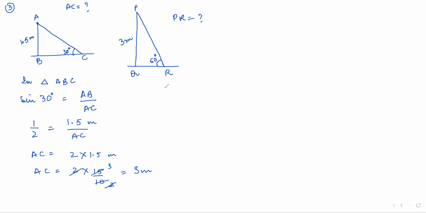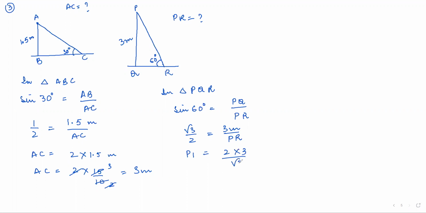And here, same thing you have to do in triangle PQR. This time your sine of 60 degree will be equal to perpendicular, that is PQ, upon hypotenuse, that is PR. Now put the value, sine 60 is root 3 by 2. PQ is 3 meter. PR you have to find, right? Do cross multiplication. So PR is 2 into 3 divided by under root 3 meters, right?